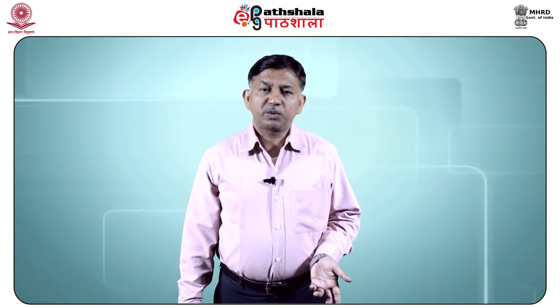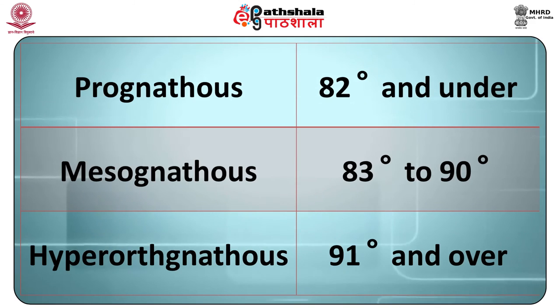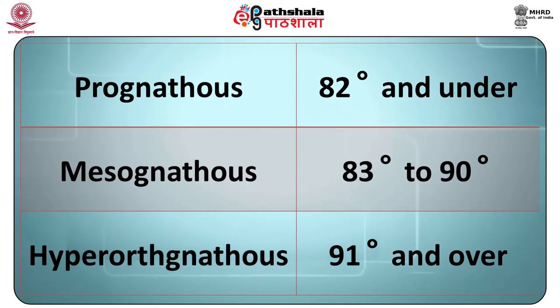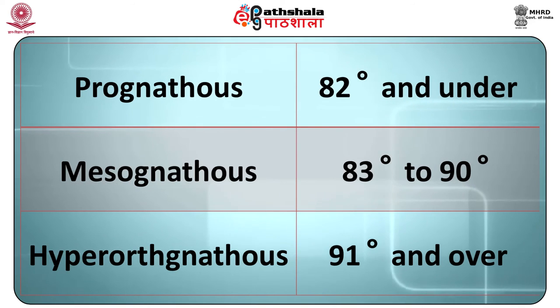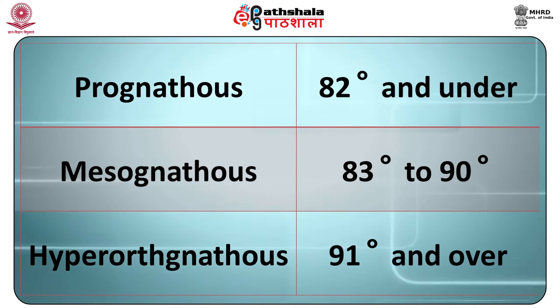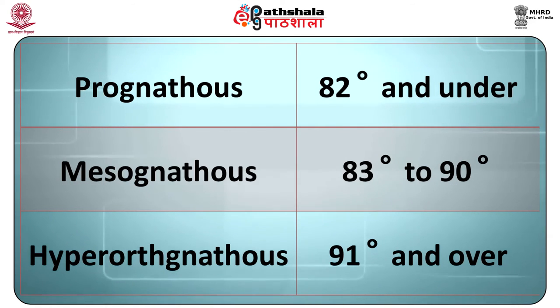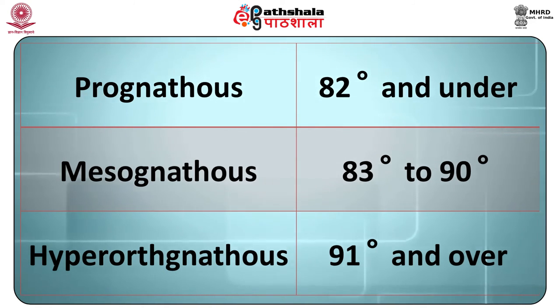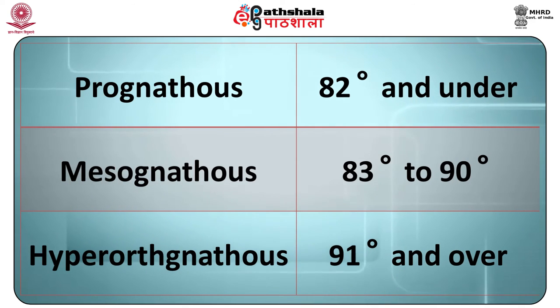The inclination of the profile line to the horizontal plane is classified again under three divisions: the prognathous, mesognathous, and the hyperorthognathous. Prognathous, when the angle is 82 degrees and under; the mesognathous, when the angle is 83 degrees to 90 degrees; and then hyperorthognathous, when the angle is 91 degrees and above.